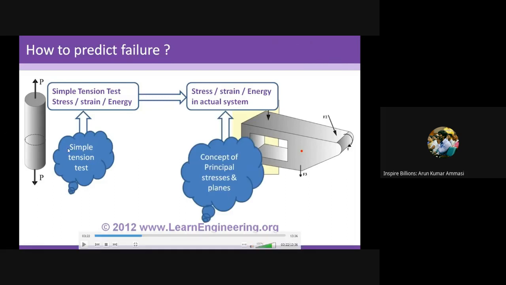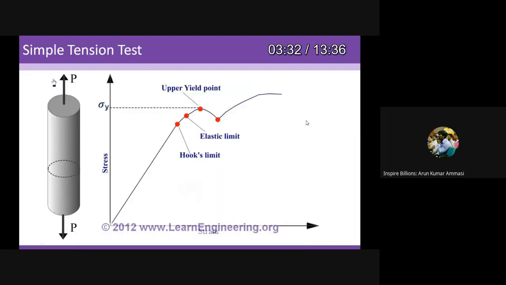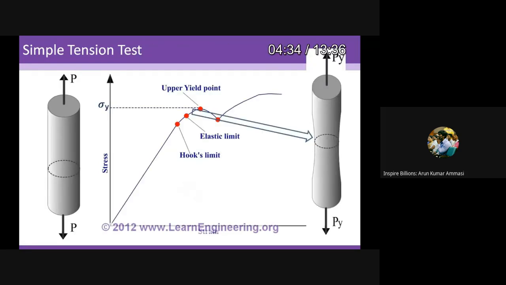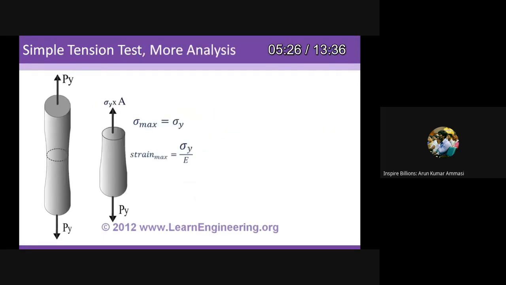So here we can use simple normal stress, which we can calculate by taking the cross-sectional area. And here we have to go for the concept of principal stresses and principal planes to locate the maximum stresses that the structure can experience. For the normal stress, we can easily get the relationship between stress and strain. But in the other case, we cannot get the value of normal stress.